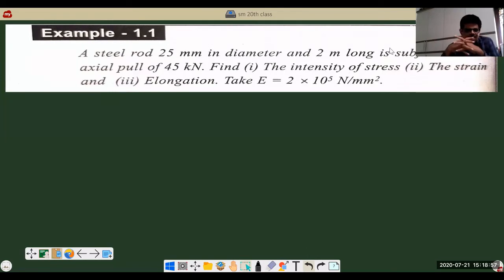So just note down the problem in your notebook so that you can start solving this problem. In this problem, what we have to do is determine the intensity of stress, similarly the strain. Intensity of stress means you have to determine the value of stress. Similarly, strain and also elongation. Elongation is nothing but change in length or increase in length. Increase in length is called elongation and decrease in length is called compression.